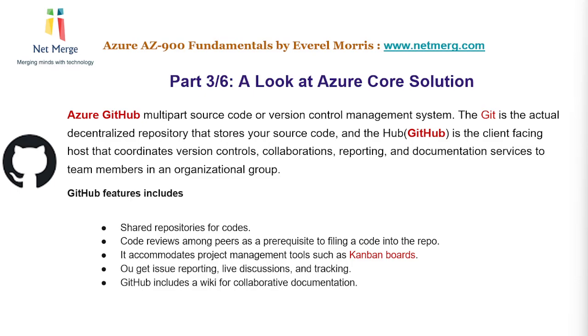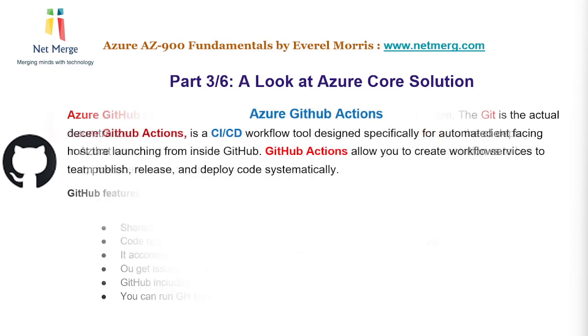GitHub includes wikis for collaborative documentation. So you could do a lot of documentation and share your documentation. There are a lot of collaborative services you could use in GitHub as well with your documents. Now, you also can run GitHub from the cloud or on premises, so you could use it to cover both platforms as well.